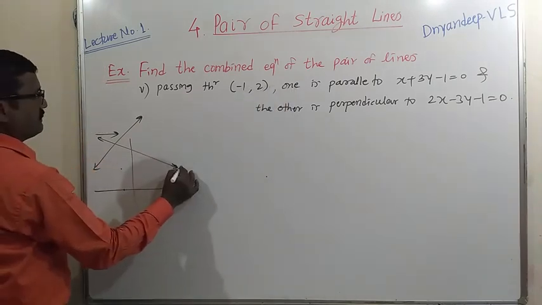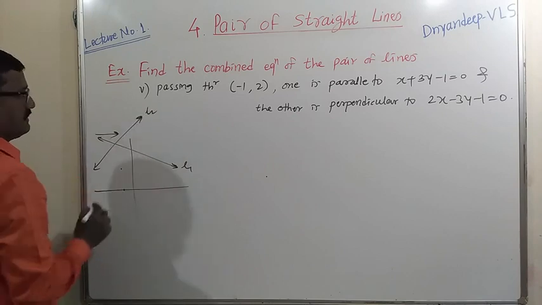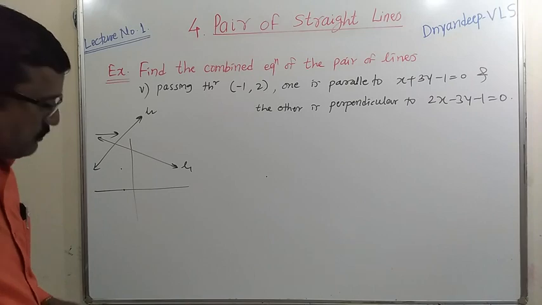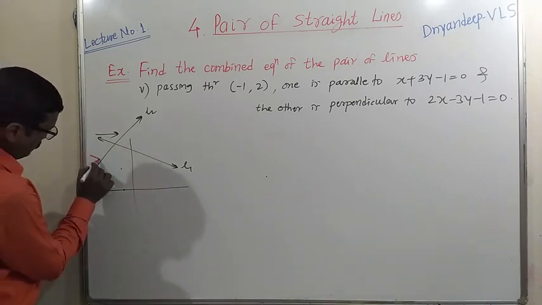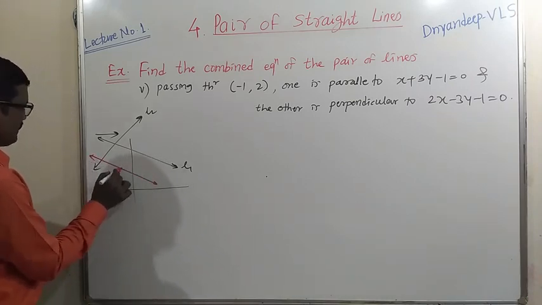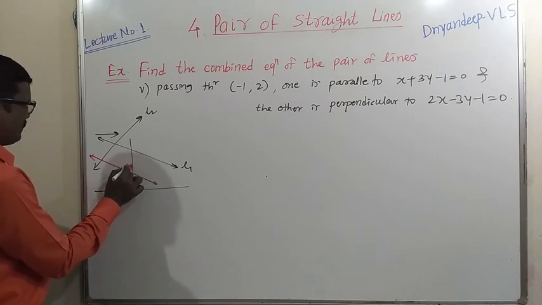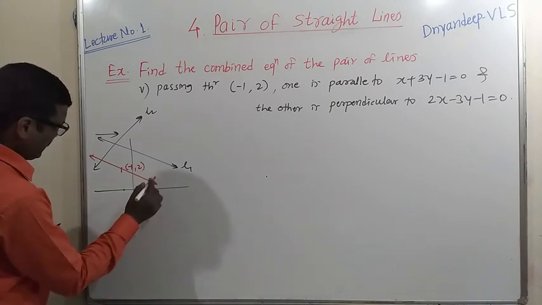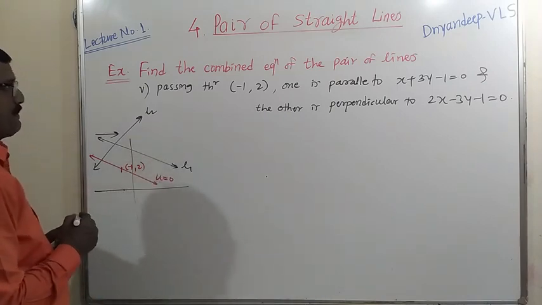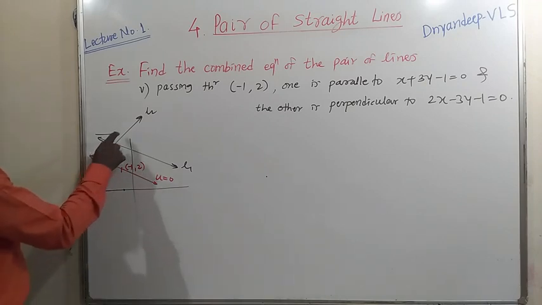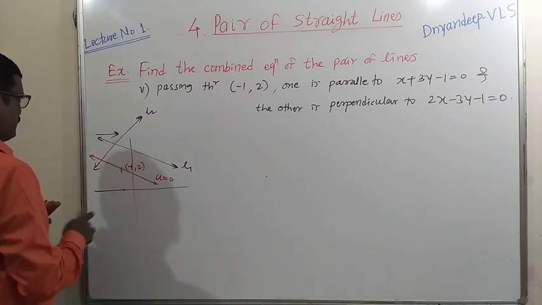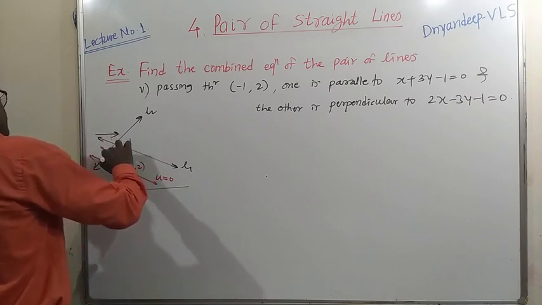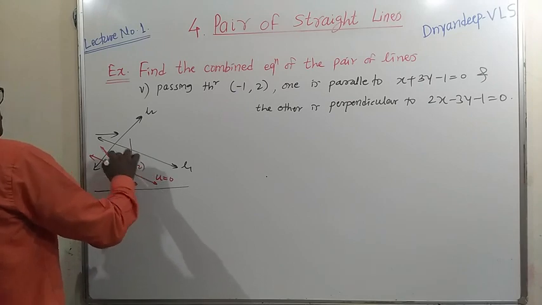This is our first line L1, this is the given second line. Parallel to this line and passing through this point means those lines will be like this. This is one line passing through minus 1, 2 and parallel to this line L1, and that line is our first line u equal to 0, and the second line is perpendicular to this and passing through this point, so that will be, suppose, like this.